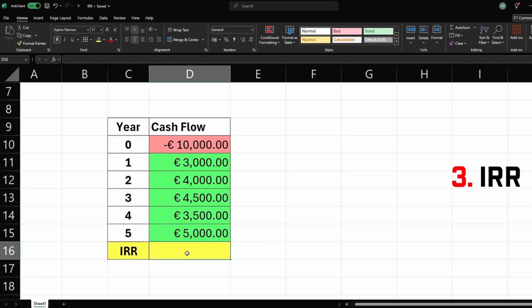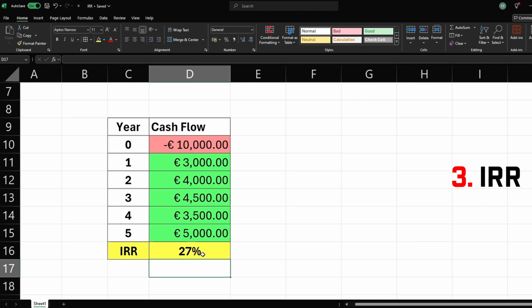Select an empty cell and type equals IRR, then select the range of cells containing your cash flows. Press enter, and Excel will return a percentage. This percentage tells us the annualized rate of return for the investment. If the internal rate of return is higher than our required rate of return or cost of capital, it indicates that the project is likely profitable. If it's lower, the project may not meet our investment criteria.